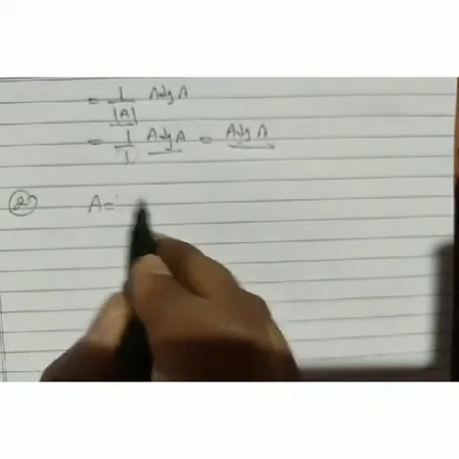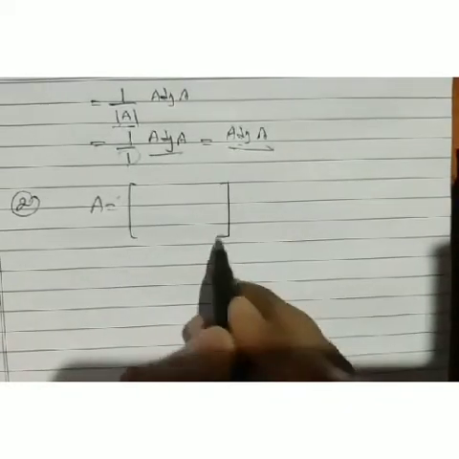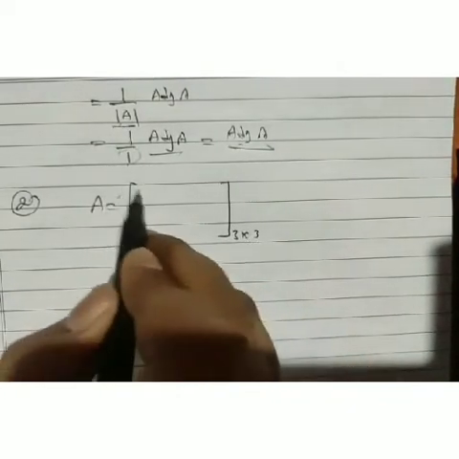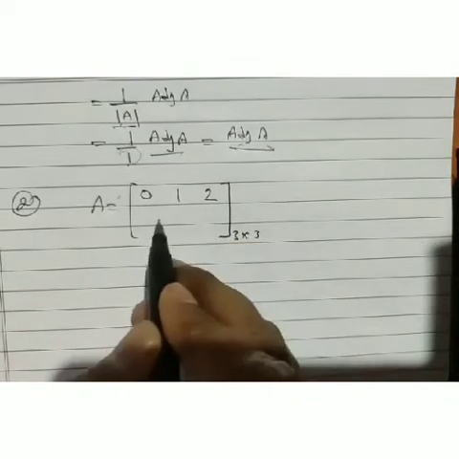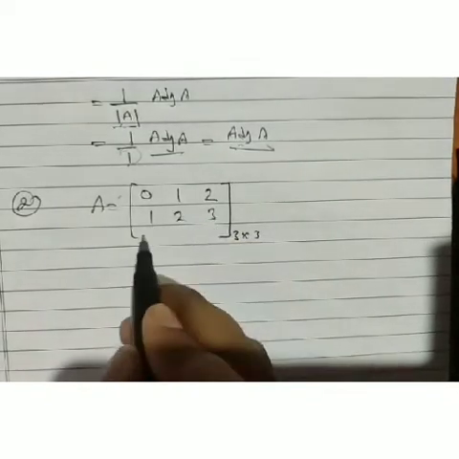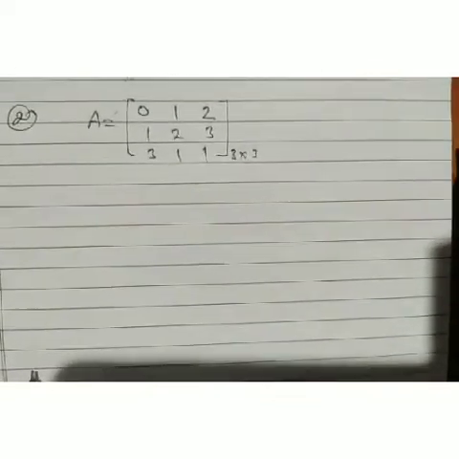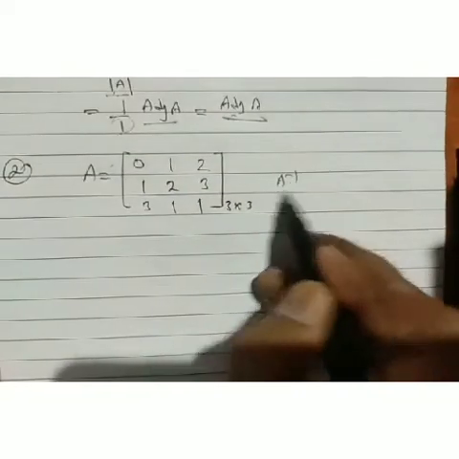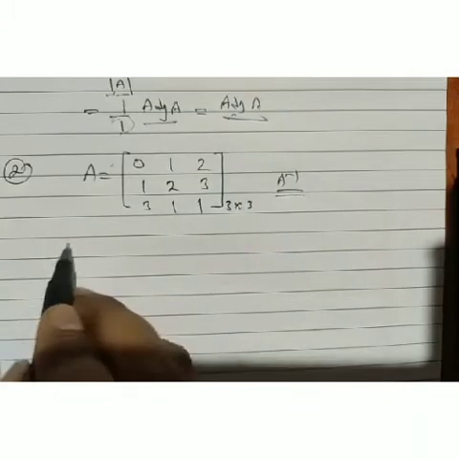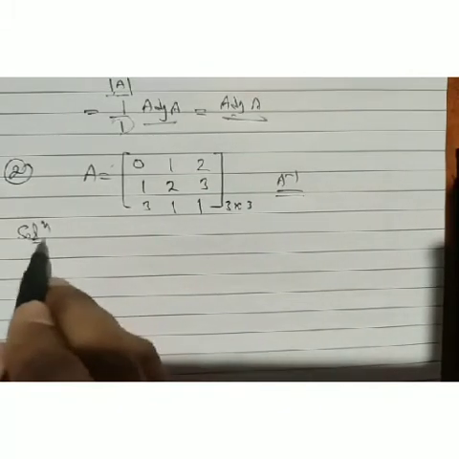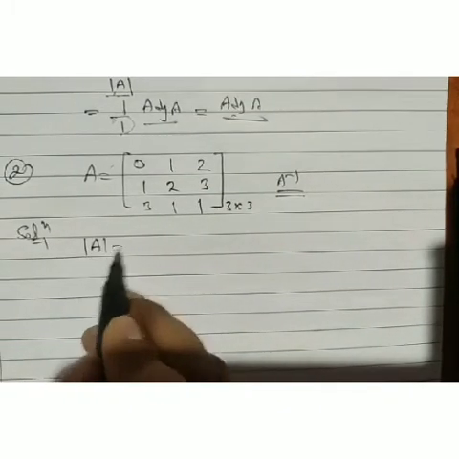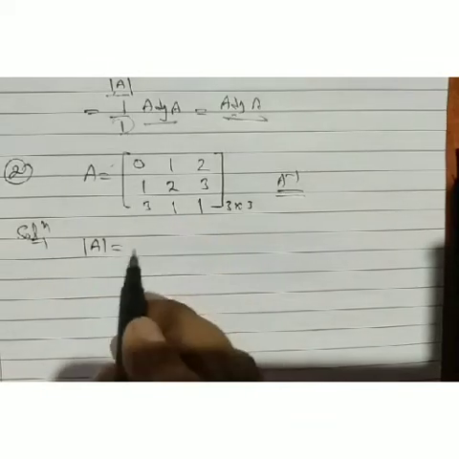Just suppose we have a 3 cross 3 matrix A given by 0, 1, 2, 1, 2, 3, 3, 1, 1. We have to find its A inverse. Again, what is our first step? We are going to find its determinant value.